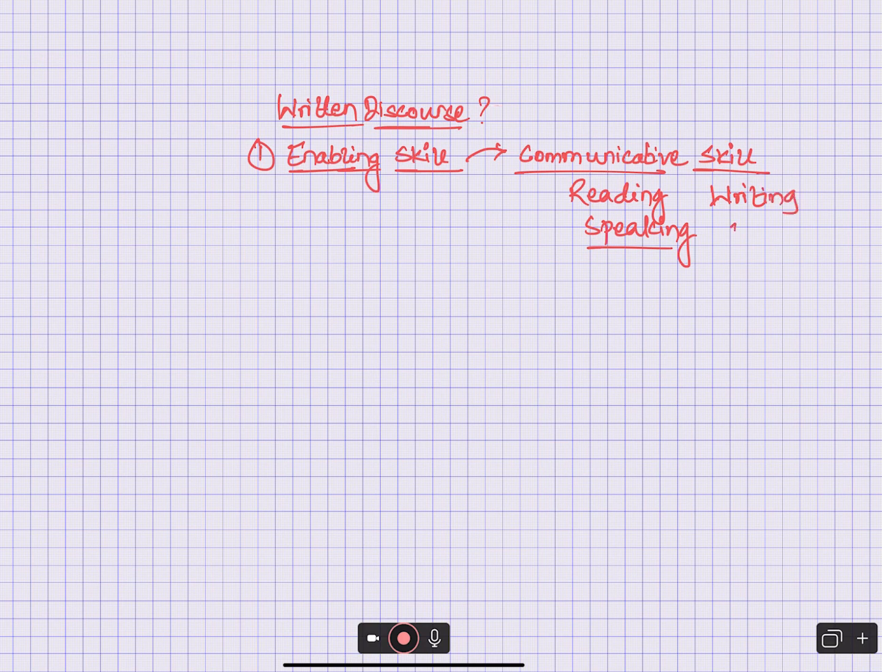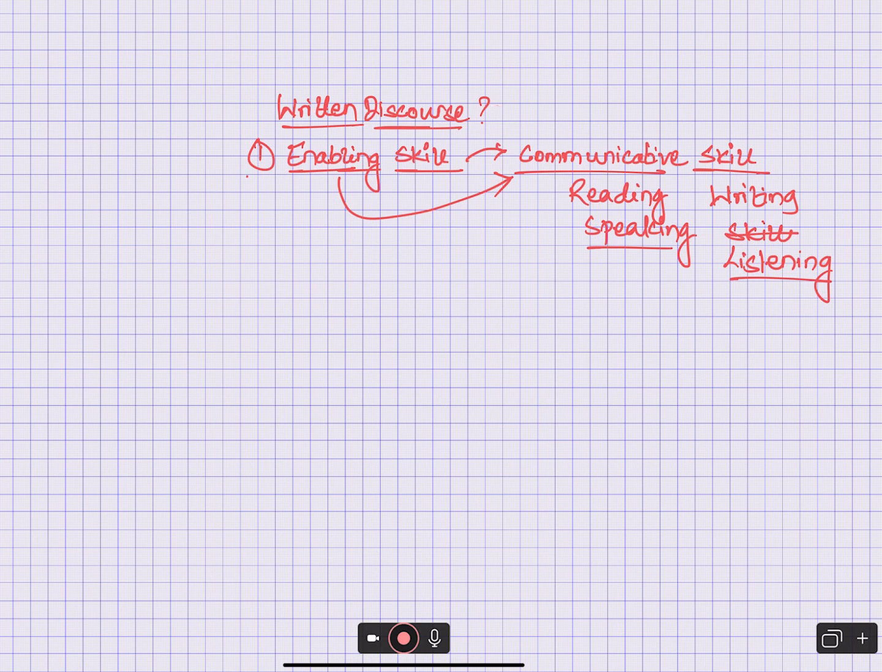And these scores that you get in reading, writing, speaking or listening, they are dependent on certain skills you need to possess, and these skills which enable you to communicate are called enabling skills. So it's a test where you are being assessed on your communication skill, and these communication skills depend on certain other skills which enable you to communicate. And that's why we call them enabling skills and communicative skill, and written discourse is an enabling skill.